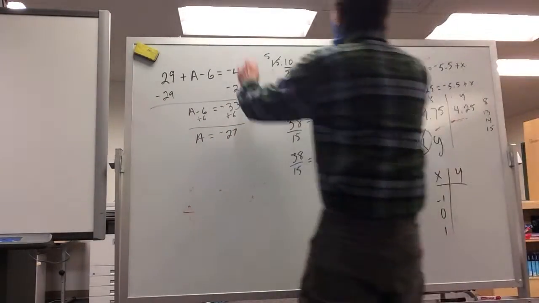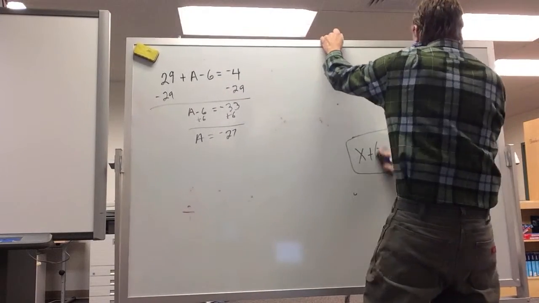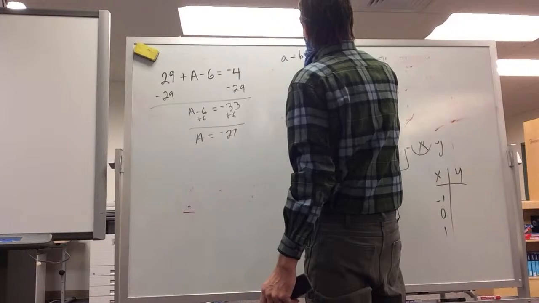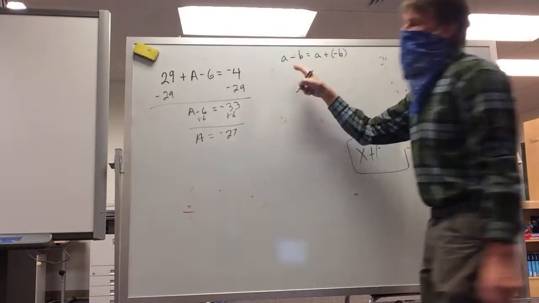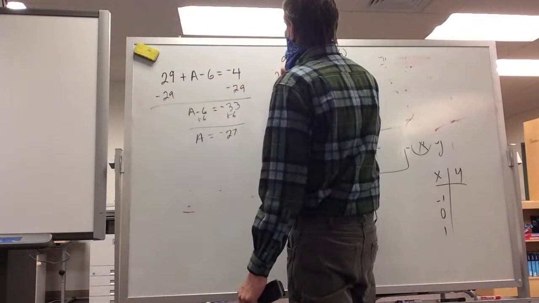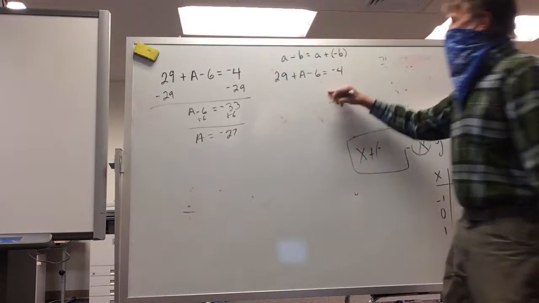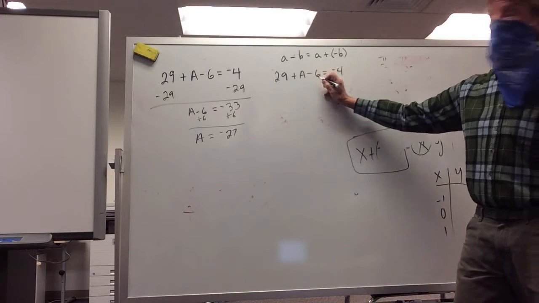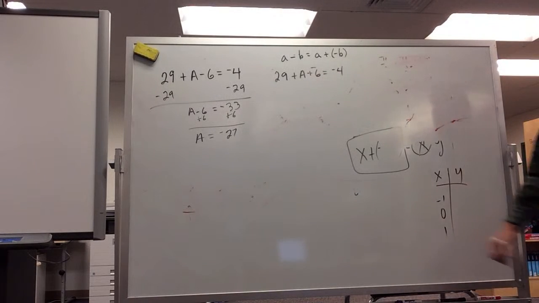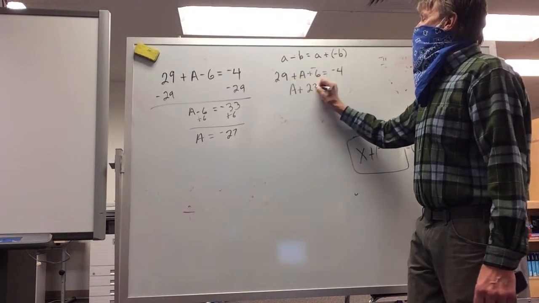But I think what they want us to do, because we have the algebraic definition of subtraction, is use that with these two numbers. So I think what they'd like us to do is change the subtraction of 6 to the addition of negative 6. And then 29 and negative 6 is 23.